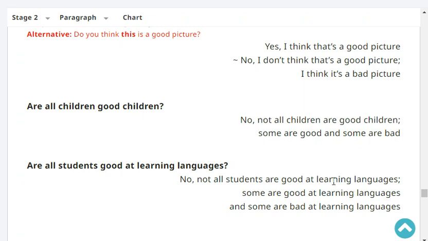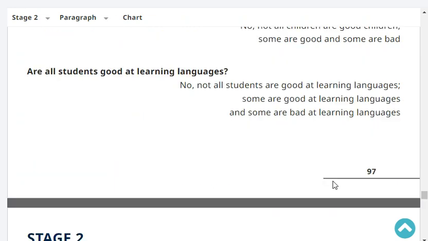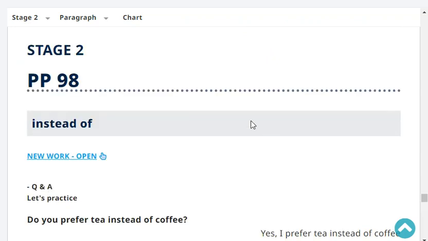No, I don't think all students are good at learning languages. Some are good at learning languages, and some are bad at learning languages. Very good. Okay, next repeat.